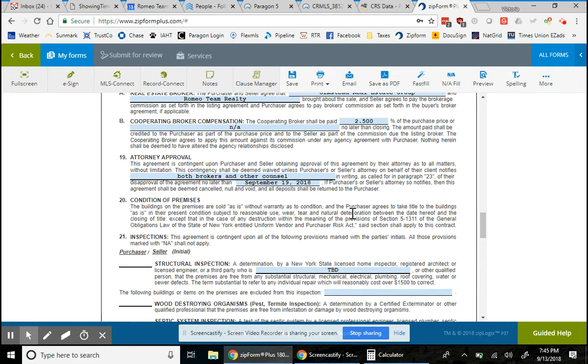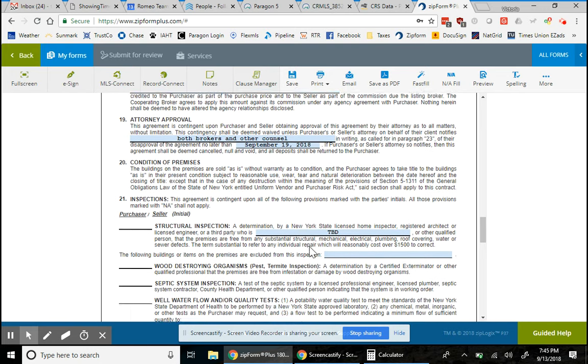So don't go blasting all over Facebook that you've bought a house until at least that date has passed, but really don't say anything until you close. Okay? Because the attorneys can accept or reject the contract for any reason whatsoever, and they don't need to disclose why. Okay? Paragraph 20 explains the condition of the premises.